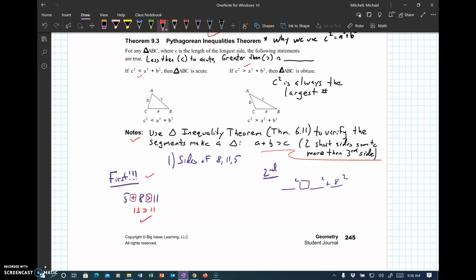Second thing is, now I plug it into my theorem. So I'm going to go, okay, 11's my longest side. That goes where the hypotenuse or C would be. I've got 5 squared and 8 squared on the other side. 121, I'm going to compare it to 25 plus 64. That's 121, and I'm comparing it to, what's that, 89. Geez, this is larger. Greater than tells me this is an obtuse triangle.